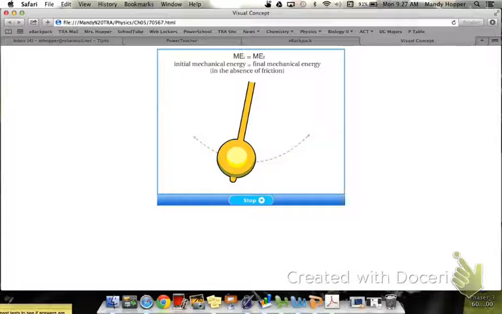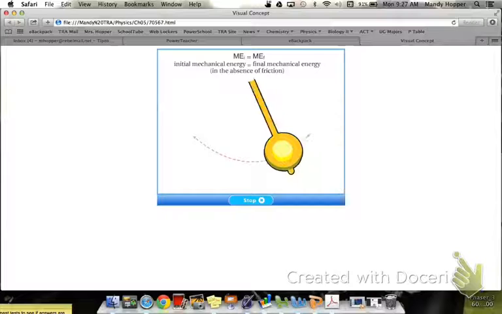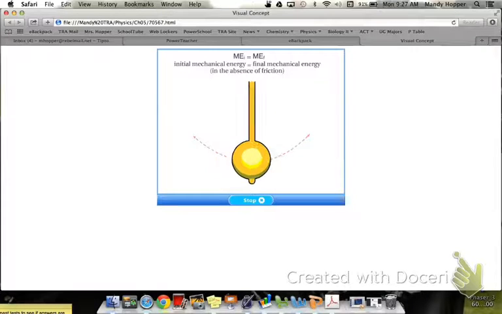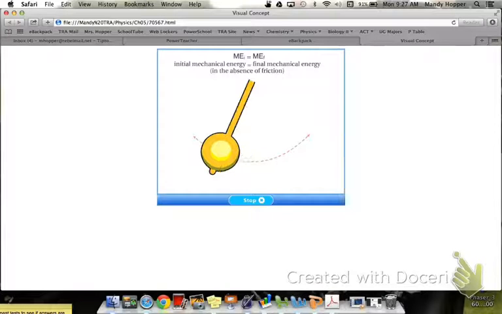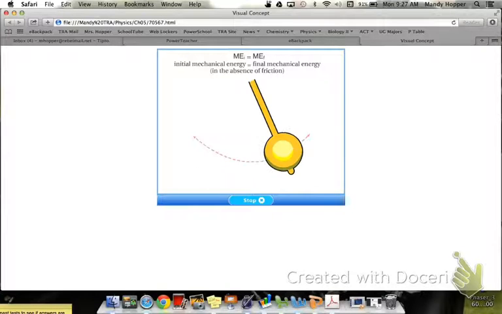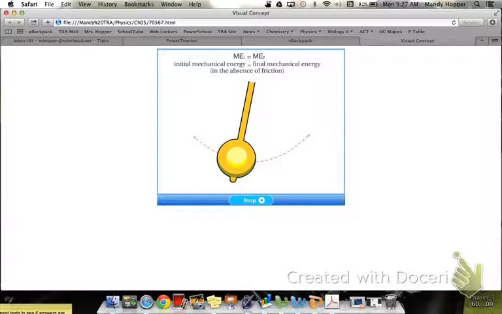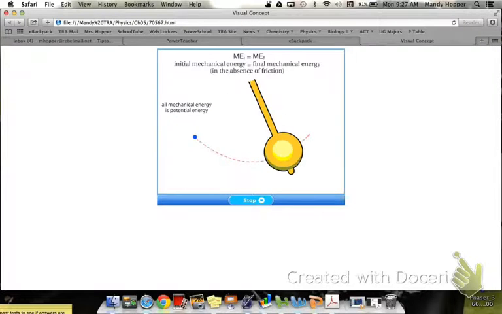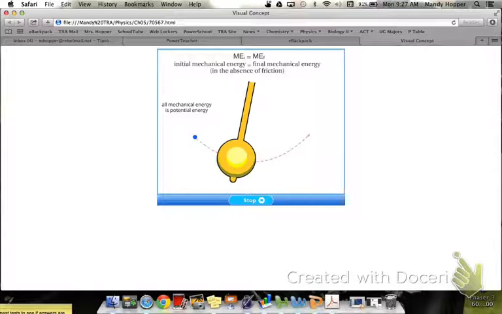Consider a pendulum of a clock swinging in the absence of all forms of friction. At each position of the pendulum, its mechanical energy is the sum of its potential and kinetic energies. At its highest point, all its mechanical energy is in the form of potential energy. As the pendulum swings, some of the potential energy is converted into kinetic energy. At its lowest point, all its potential energy has been converted into kinetic energy.